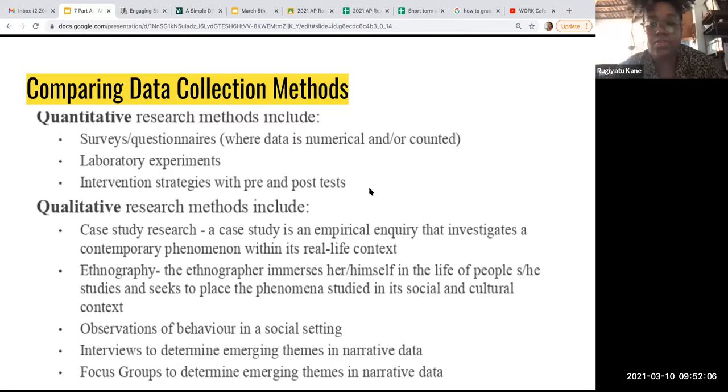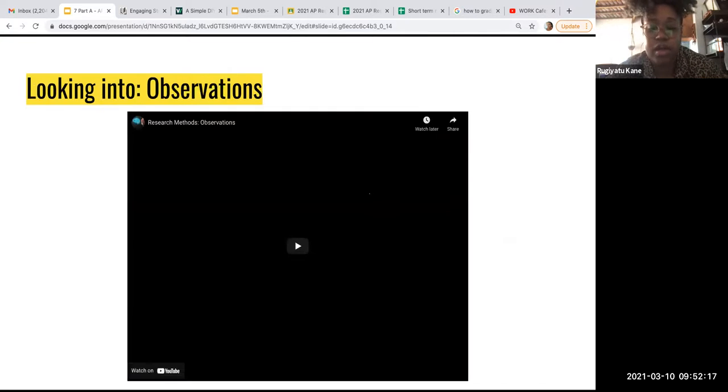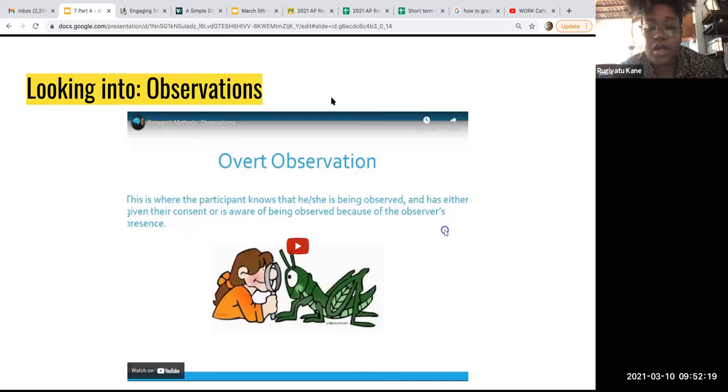And many people end up doing some form of mixed methods data collection, where they might combine surveys as well as interviews or focus groups. So it really just depends on you guys. Let's take a quick look at observations, and then we'll be able to test this out. All right, one second.